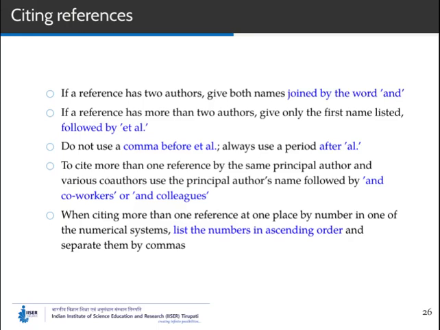When you cite references, if a reference has only two authors, give both names joined by the word "and." If a reference has more than two authors, give only the first name listed followed by et al. Do not use a comma before et al., and always use a period after al. To cite more than one reference by the same principal author and various co-authors, use the principal author's name followed by "and co-workers" or "and colleagues." When citing more than one reference at one place by number, list the numbers in ascending order and separate them with commas.